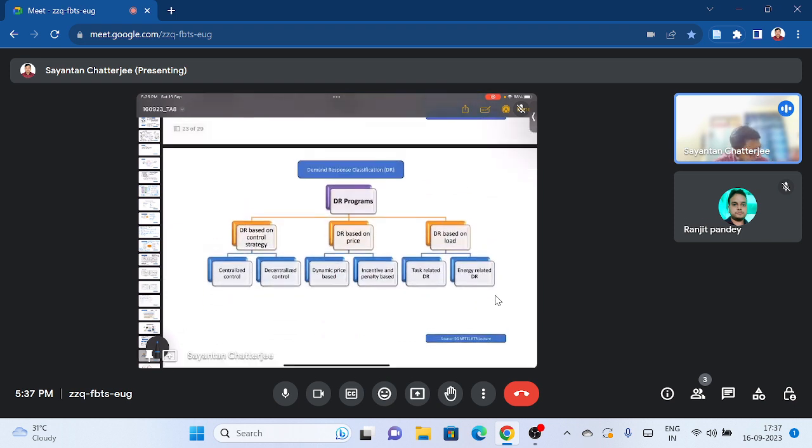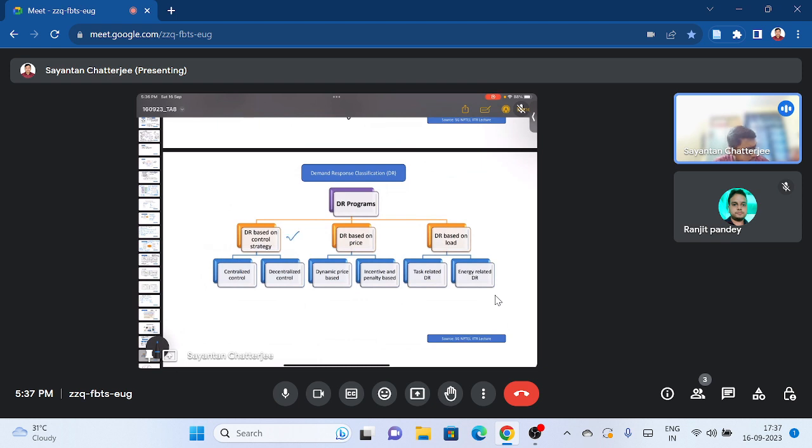Here we have demand response classifications, based on control strategies, based on price, and based on load. Based on control strategy, we have centralized control and decentralized control. Based on price, we have dynamic pricing, and incentive and penalty based approaches. And based on load, we have task related DR and energy related DR. So these are some control strategies.